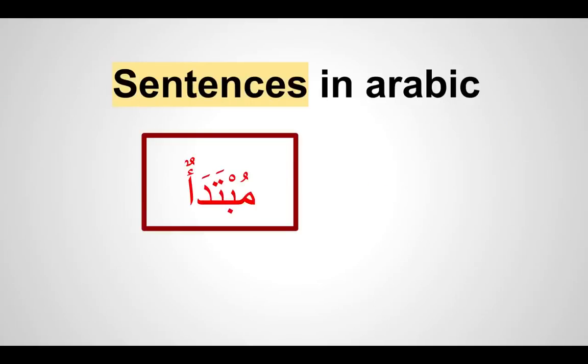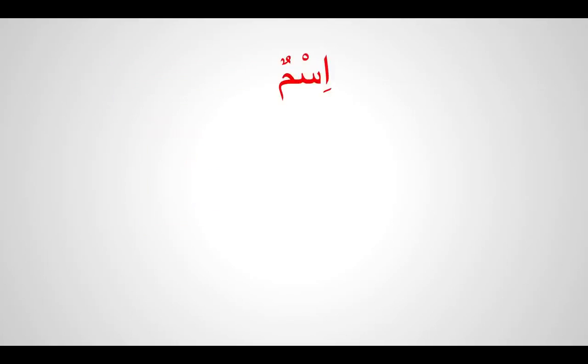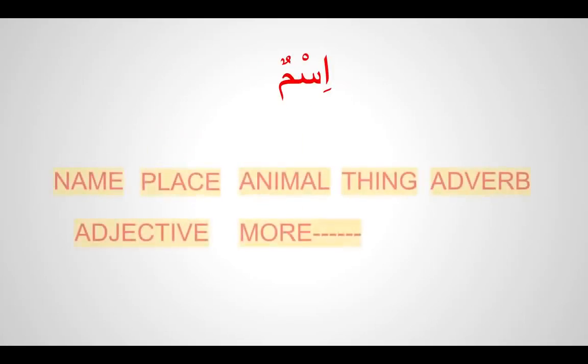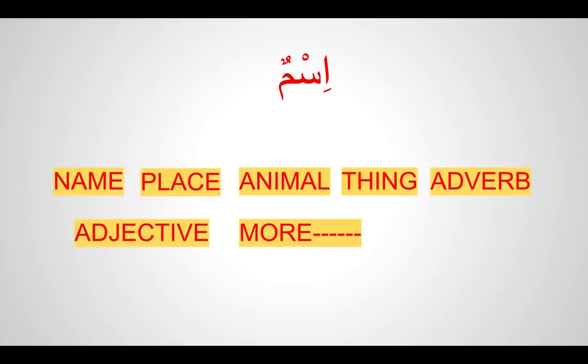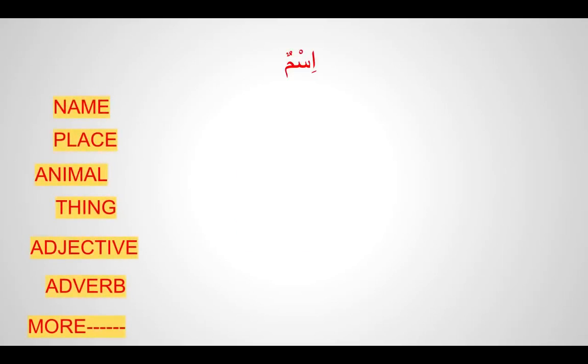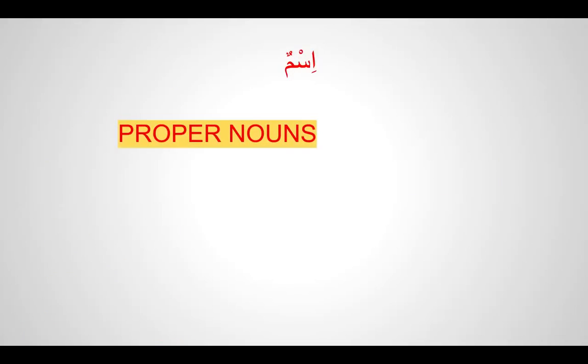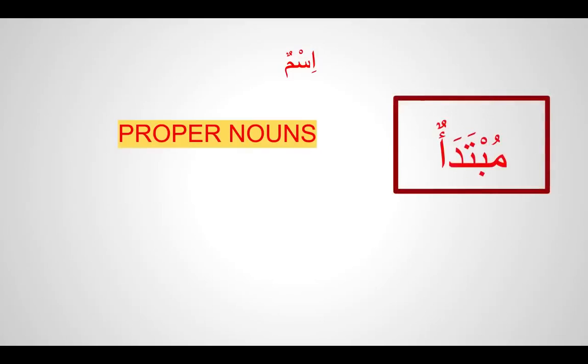So we've learned so far that in Jumlat al-Ismiya you have Mubtada, which comes at the beginning of a sentence, and Khabar. So what are the things which make Mubtada? We know it's Ism, and these are the things which come under Ism: name, place, animal, thing, adjective, adverb. So we know any word which starts with these things becomes Mubtada. So what are these words called? All these things can be put together and they are called proper nouns. So these proper nouns, when you see them at the front of a sentence, then you know that is a Mubtada.